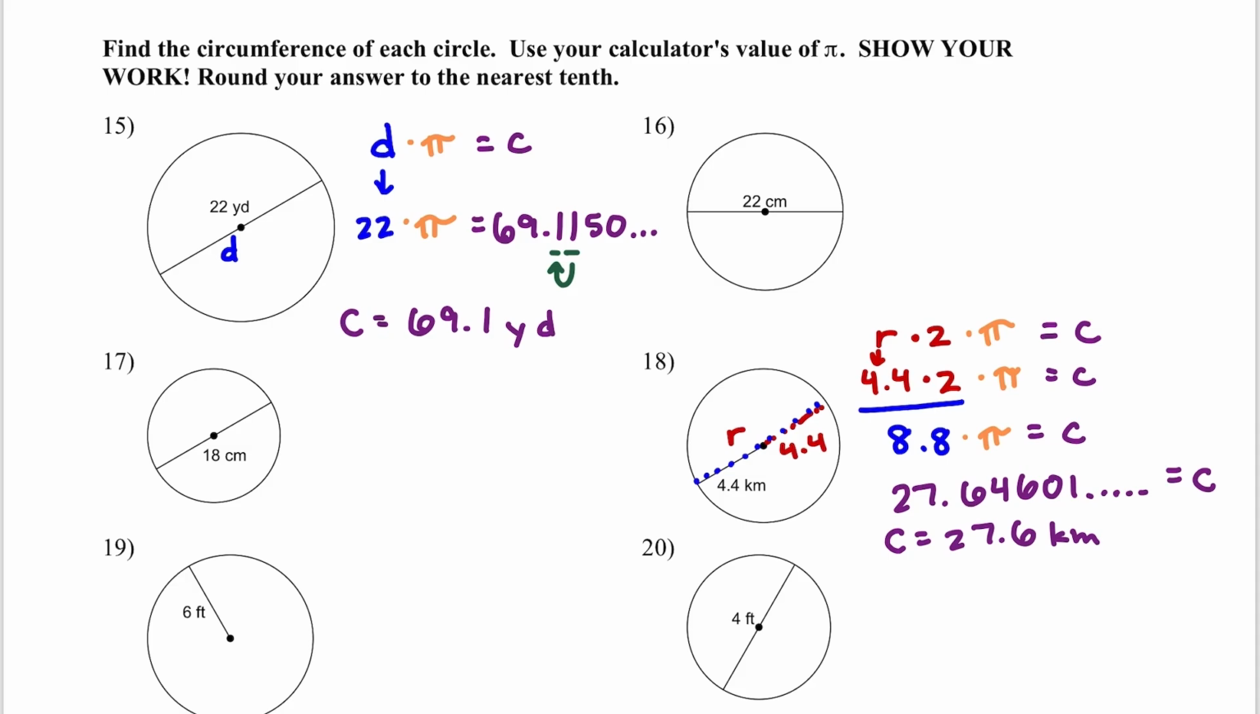So again, the key to success on these problems, we're just finding circumference. So I know I need to multiply by pi, but we need to understand and pay attention to what information is given. If it goes from edge to edge through the center, then that's a diameter, and we just multiply it by pi. If it only goes from the center to the edge, then that's a radius. And I first have to multiply it by 2 to become a diameter, then I can multiply that by pi.